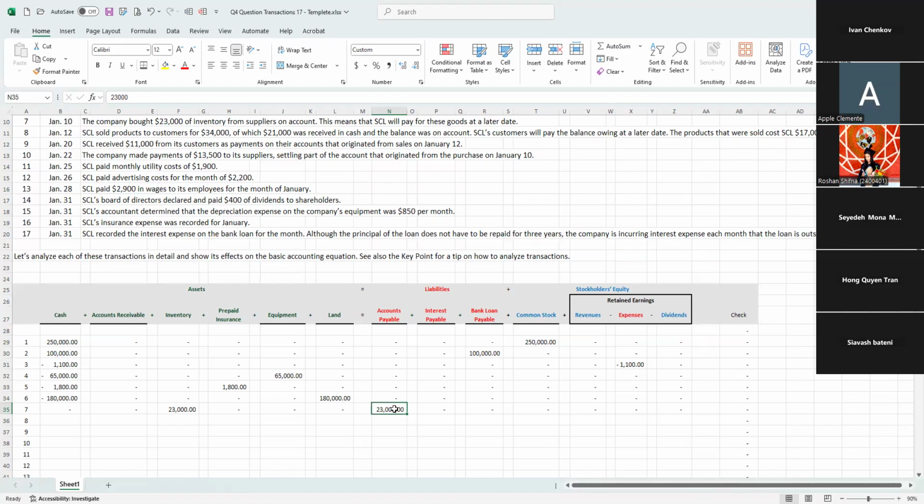Yes. Okay, great. I have a question, Professor. We have an equation: assets equal liabilities plus shareholders' equity, correct? Why in lines 4 to 6 didn't we have anything on the right side of the equation? Because everything happened on the left side of the equation. We're converting one asset into another asset.